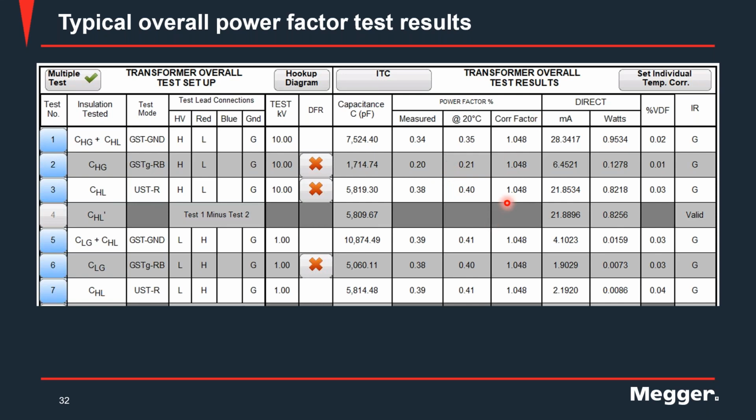You will see power factor, you will see temperature corrected values for power factor, and we'll talk a little bit about temperature correction of the power factor values towards the end. You will see the current that the insulation drew. You will see the losses associated with it, and the losses and the power factor are related to each other. Then there's a column that says VDF, which stands for voltage dependence factor. We'll talk a little bit about that towards the end as well. IR stands for insulation rating, not insulation resistance. Insulation rating is basically the software grading your insulation on the basis of where the power factor values stand with respect to the limits that are provided on the software.